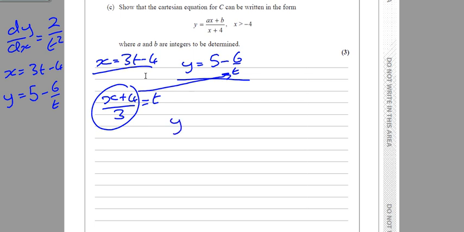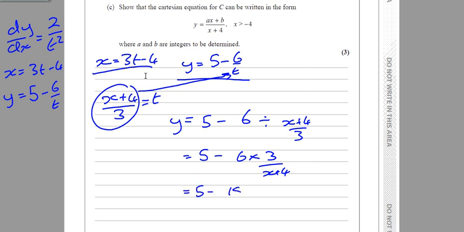And then we're going to substitute this in place of t there. So it's going to be y equals 5 minus 6 divided by this thing. So 6 over, or divided by, x plus 4 over 3. And when we divide with fractions, we can say that equals 5 minus 6 times by 3 over x plus 4. So we have 5 minus 18 over x plus 4.